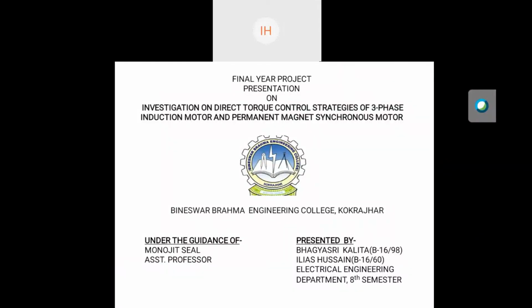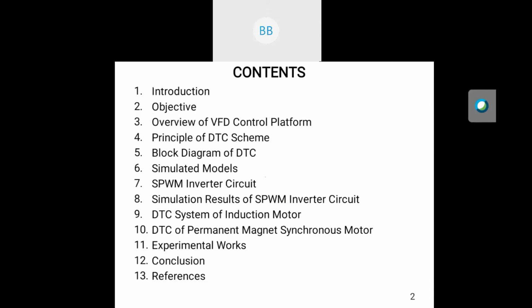Good morning, respected teachers. Today, I, Bhagyashree Kalita, and Ilyas Hussain are going to give a final year project presentation on investigation on direct torque control strategies of three-phase induction motor and permanent magnet synchronous motor. So these are the contents. So first, let's move to the introduction part.